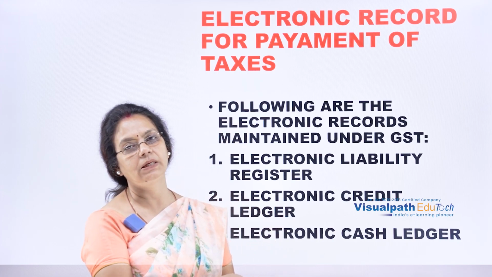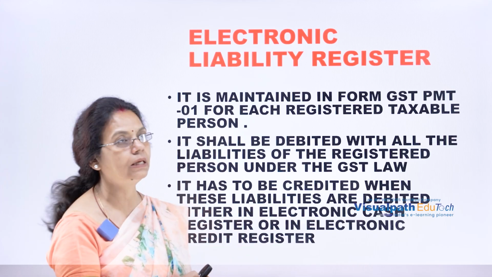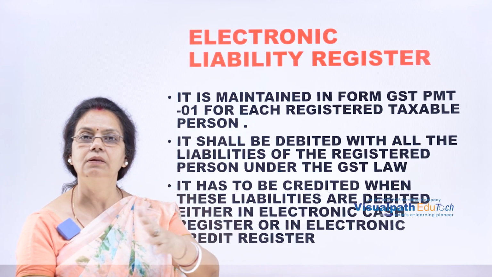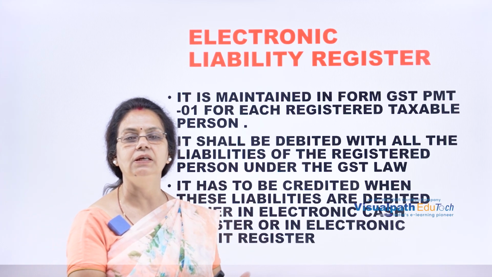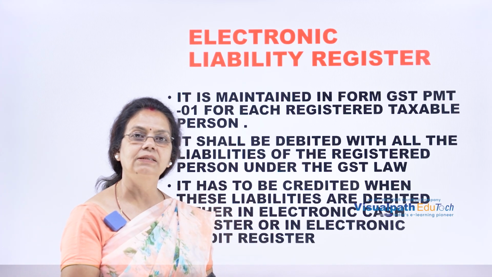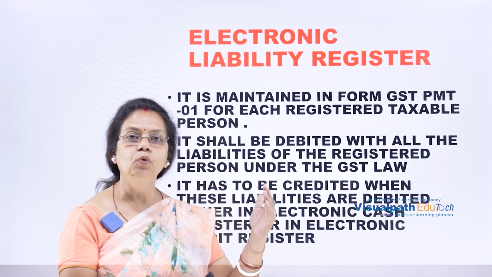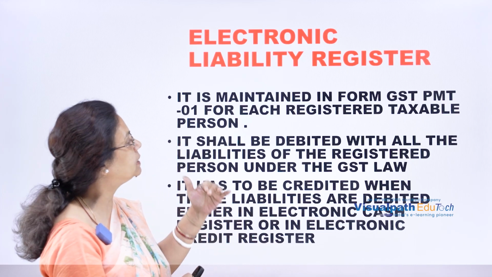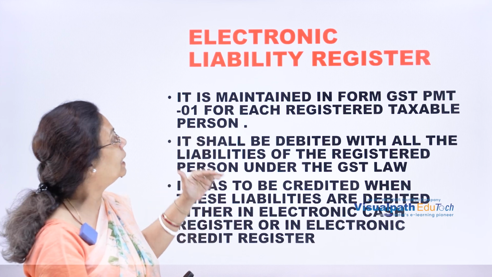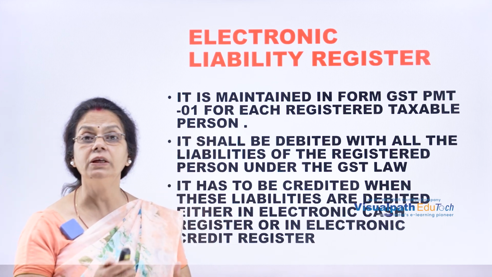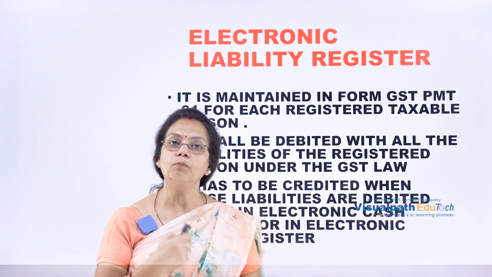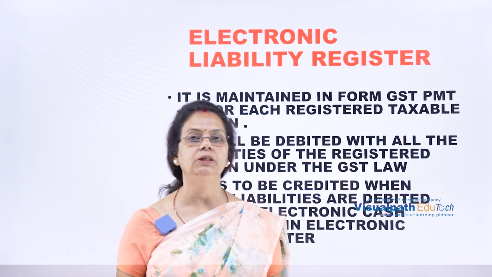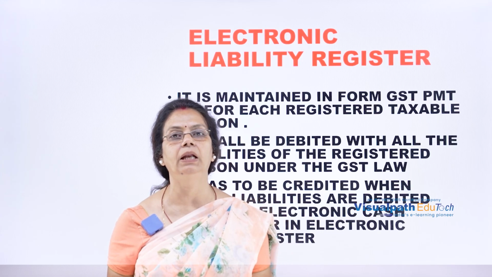Let us see the first one, the electronic liability register. The second and third are ledgers. These are the registers maintained by the tax authority. Whoever calculated the GST, they have to maintain the liability register. How much liability is there? From whom are they getting how much amount of money? Liability register means how much we need to pay, the payable amount.